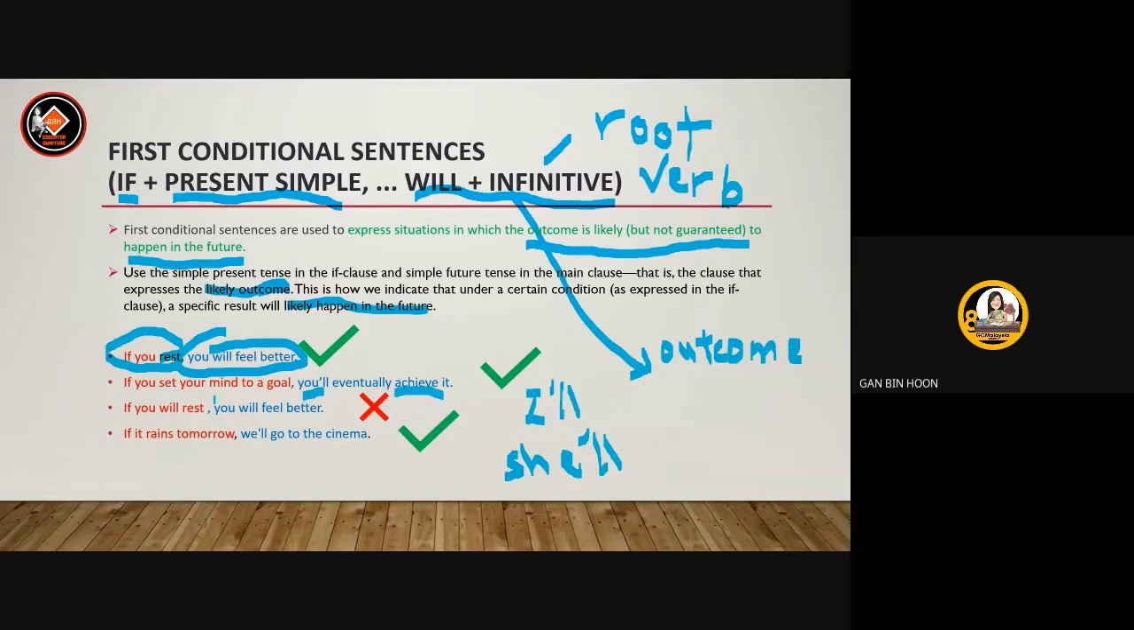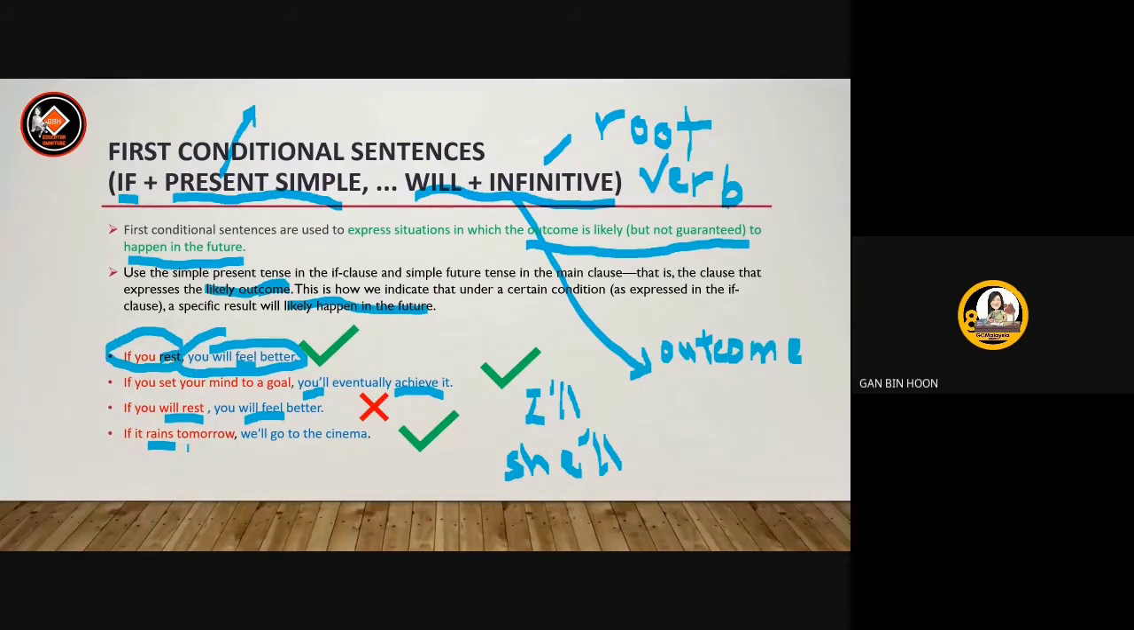Achieve asal. This one you will feel. Feel also asal. If you will rest, you will feel better. Is it correct? Salah lah, because ini ada will, ini also ada will. So, ayat ini salah. Okay, if it rains tomorrow, betul tak? Rains, yes. Because yang pertama adalah present tense.